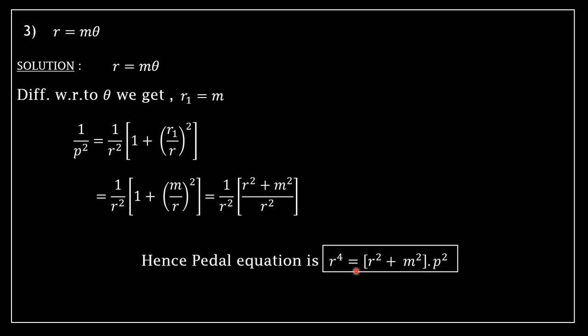Or you can also write it in the simplified form. What is the simplified form of the given above expression? It is r to the power 4 is equal to r square plus m square into p square. Okay, that completes the problem.